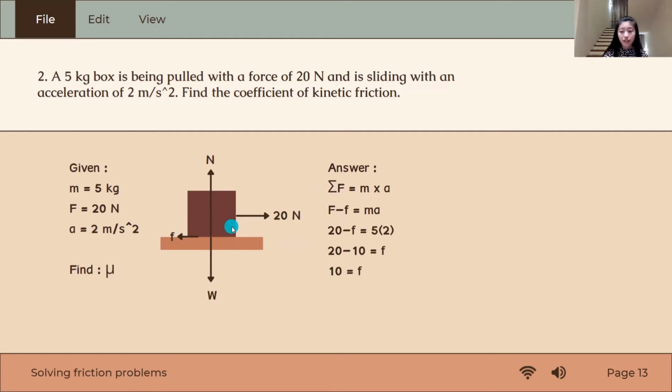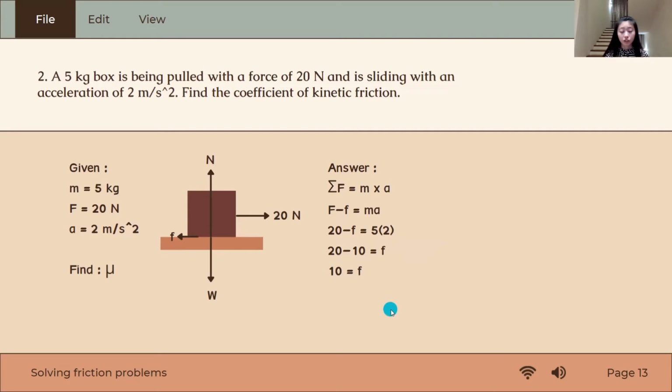The sigma F in this figure is the 20 newtons and the frictional force. So 20 minus the frictional force equals mass times acceleration. 20 minus F equals the mass 5 times the acceleration 2. 5 times 2 equals 10, and we transpose it to the left, so it becomes 20 minus 10, and the frictional force, we transpose it to the right, becomes positive. So 20 minus 10 equals the frictional force. The frictional force is 10.